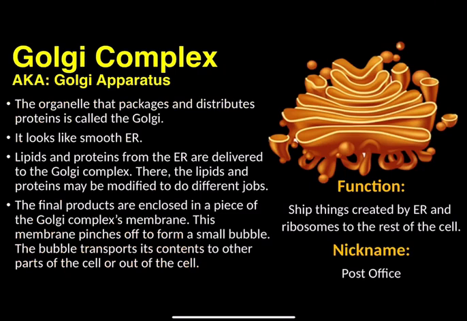This membrane pinches off to form a small bubble. The bubble transports its contents to other parts of the cell or out of the cell. So its function is to ship things created by the ER and ribosomes to the rest of the cell. Because its function is to ship things, we call it the post office.